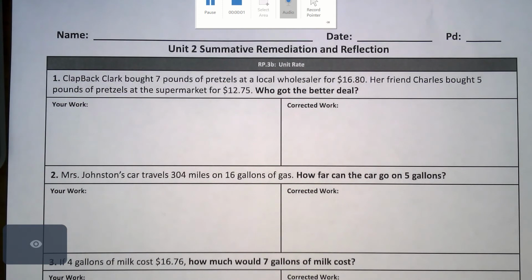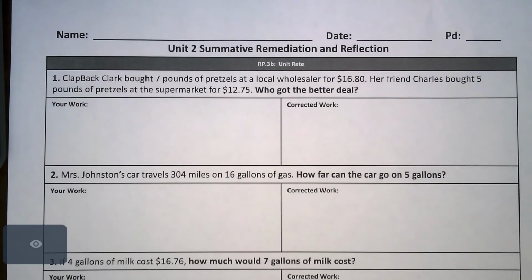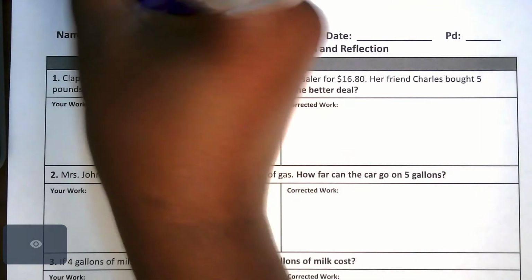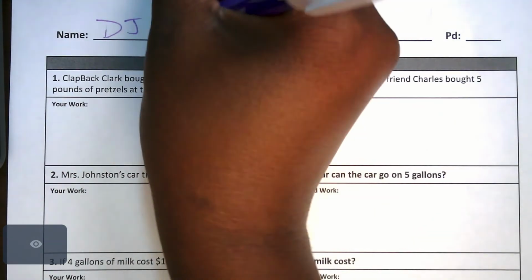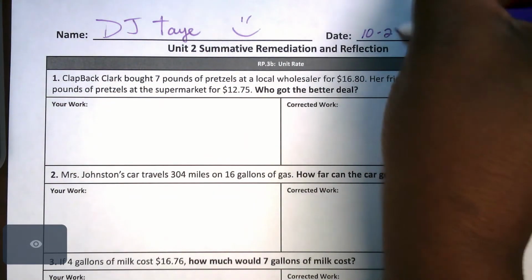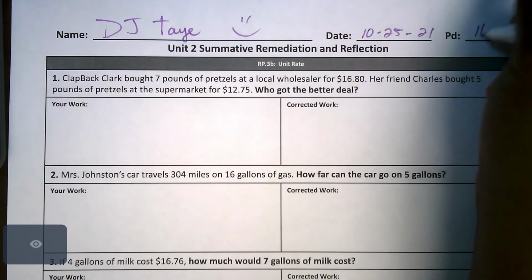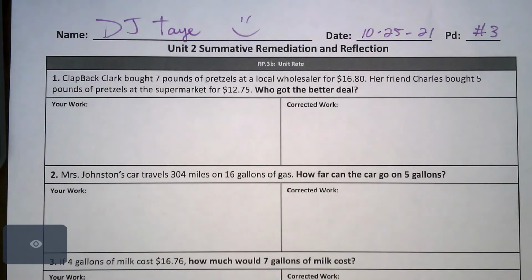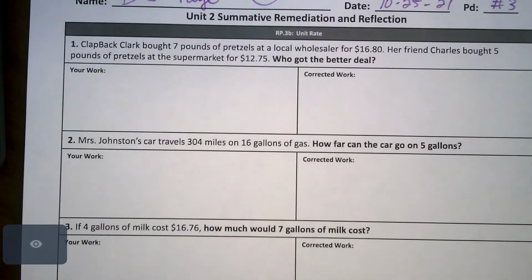We are going to be doing the Unit 2 summative remediation and reflection. I'm going to go through this quickly, but start off first with putting my name, date, and class period. I'm going to represent class period number 3 today. So let's jump right in with number 1.